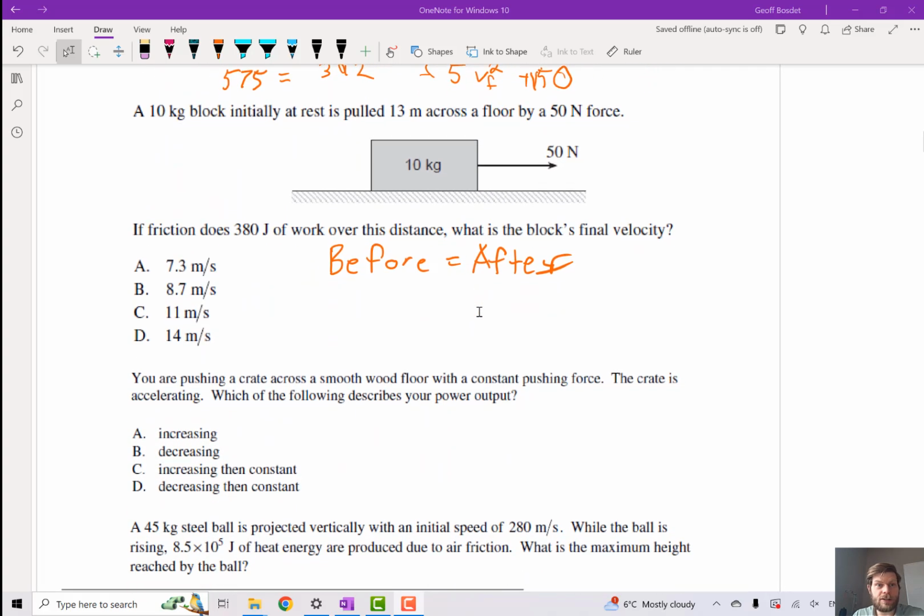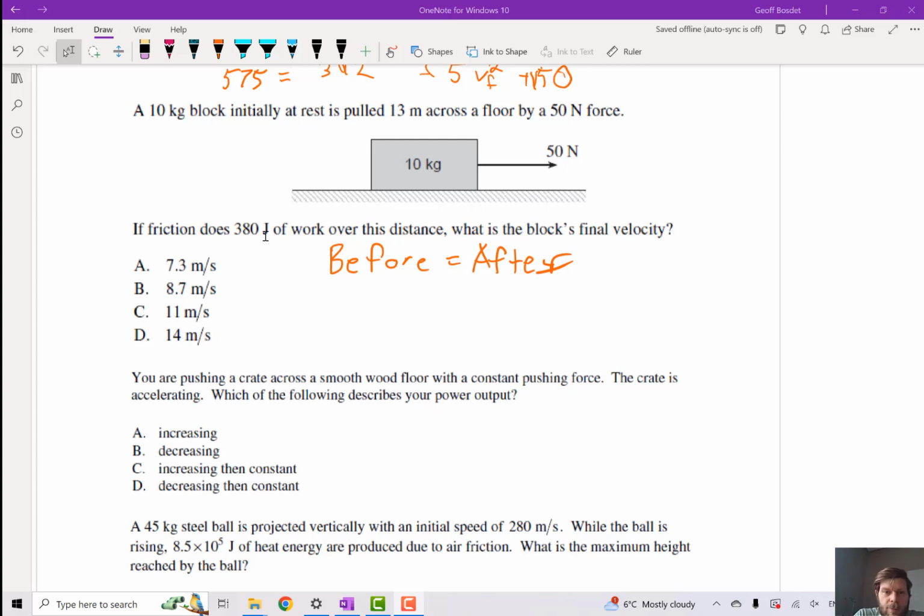This next guy here, we'll again start with before equals after. All your energy is coming from the work done by this 50 Newton force exerted over 13 meters. So you have this 10 kilogram block, it's pulled with 50 newtons for 13 meters. Friction is going to do 380 joules of negative work, or you can think of it as 380 joules of thermal energy created through friction, which is how I'm going to approach it.